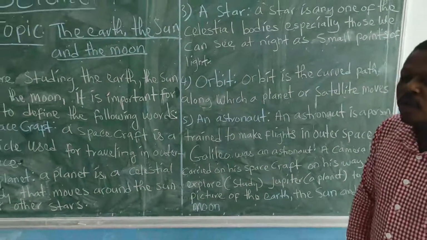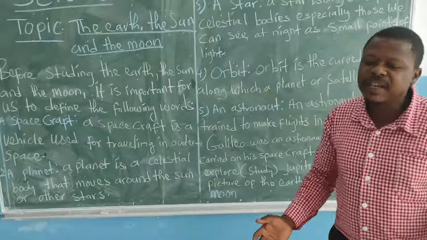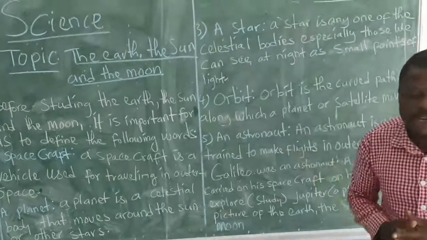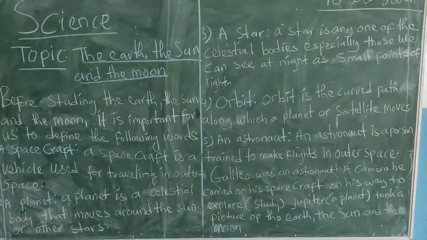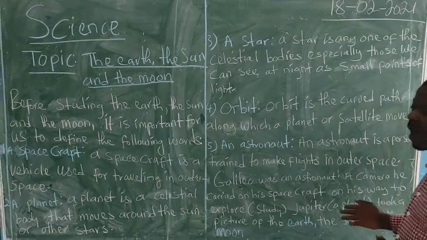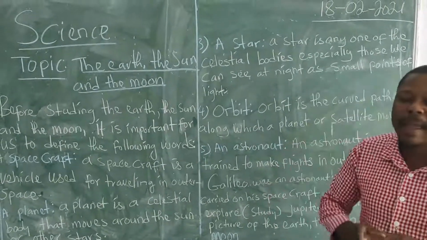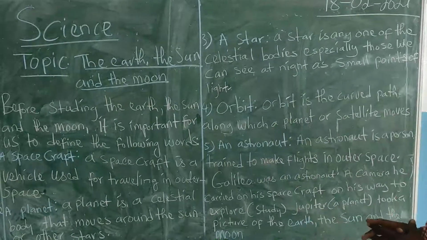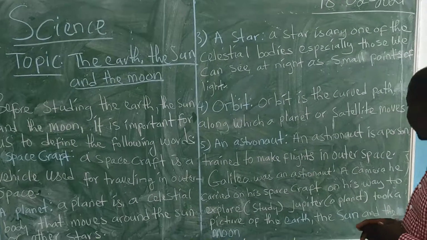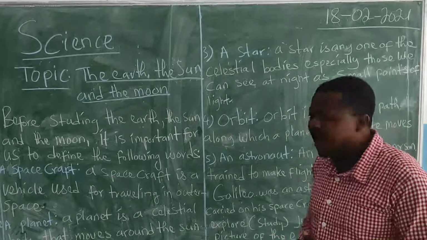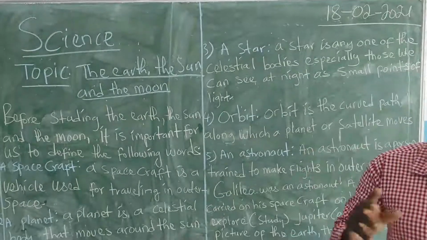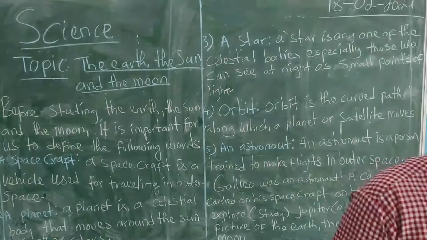He took what? You normally know that we use spacecraft to travel into outer space. So on his spacecraft, he had a camera. And this camera captured a picture of the Earth, the Sun, and the Moon.